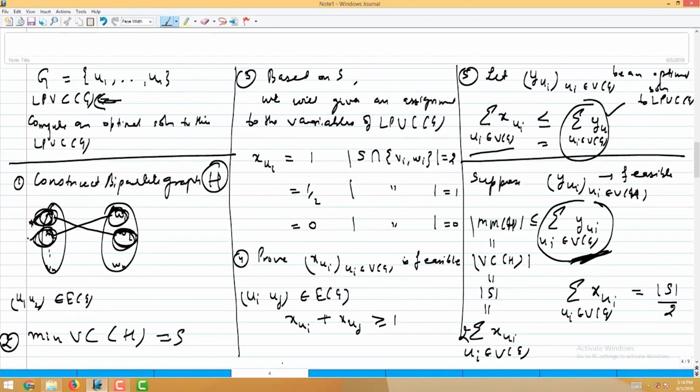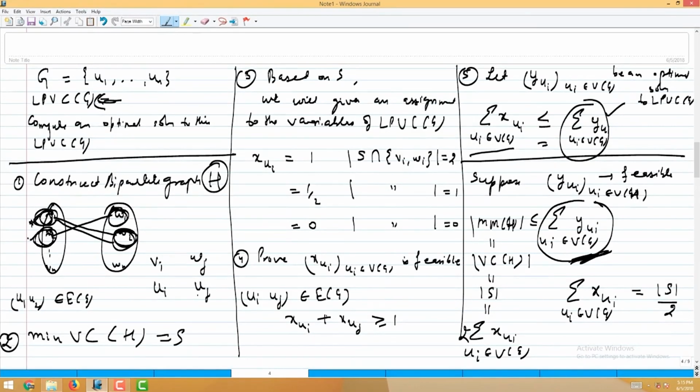For H, for this bipartite graph? Okay, so let me just tell you this, and then let's see if we can prove it. So there is a feasible assignment for G, as in, for every vertex in G, you have given it some value. Let's say if you look at a vertex Ui, whatever value you have given to that vertex in G, give the same value to both its copies in H. And then is this a feasible solution for H?